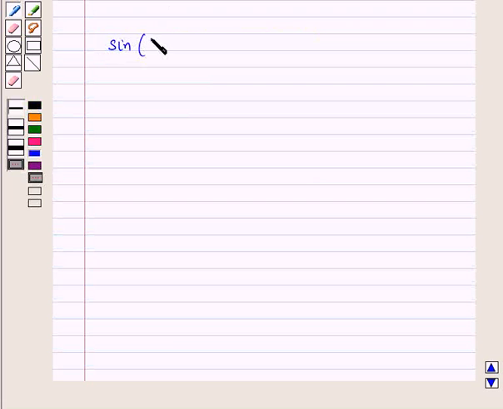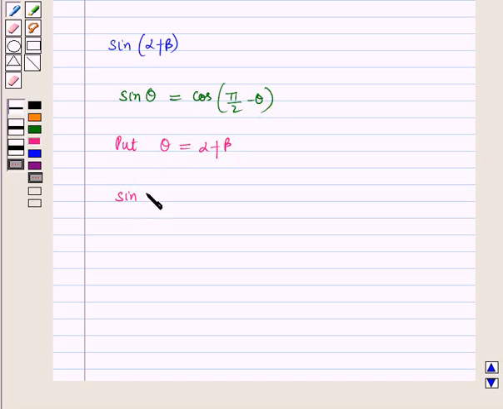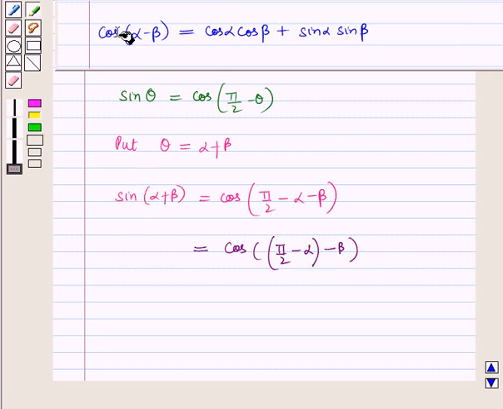Now let us derive these formulae. We can derive sin of alpha plus beta using the cosine formula. Now we know that sin of theta is equal to cos of pi by 2 minus theta. Let us put theta equal to alpha plus beta here. This will be sine of alpha plus beta is equal to cos of pi by 2 minus of alpha plus beta the whole, and this will be pi by 2 minus alpha minus beta. Now this can be written as cos of pi by 2 minus alpha the whole minus beta. And now we will use this cosine formula for solving this further.